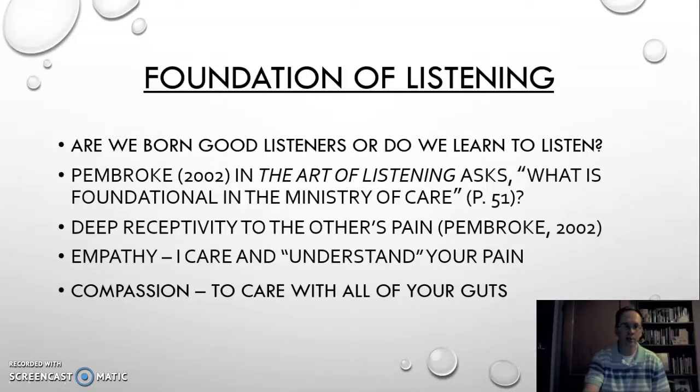So for me in this presentation on listening skills, I make 5 bullet points at the beginning here. Are we born good listeners, or do we learn to listen? Neil Pembroke, in his book, The Art of Listening, asks the question, what is foundational in the ministry of care? And he would point out that what's foundational is deep receptivity. He'd point out that empathy, meaning that I care and I somewhat understand your pain, or I can see that you are in pain and I feel that pain with you. And he would also say that compassion, literally to care with all of your guts, is key to the foundation of listening.